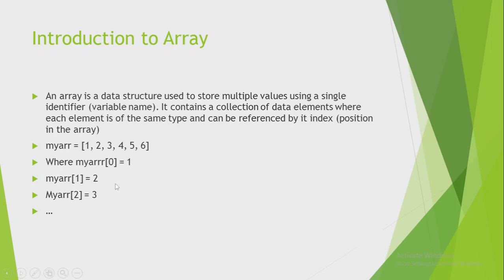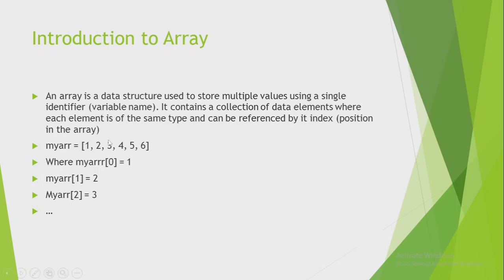Instead of using normal variables, where we would say no1 equals 1, no2 equals 2, that's two identifiers, no1 and no2, here we have an array storing 1, 2, 3, up to 6 in just a single identifier, which is a variable name here. It contains a collection of data elements where each element is of the same data type and can be referenced by its index position in the array.